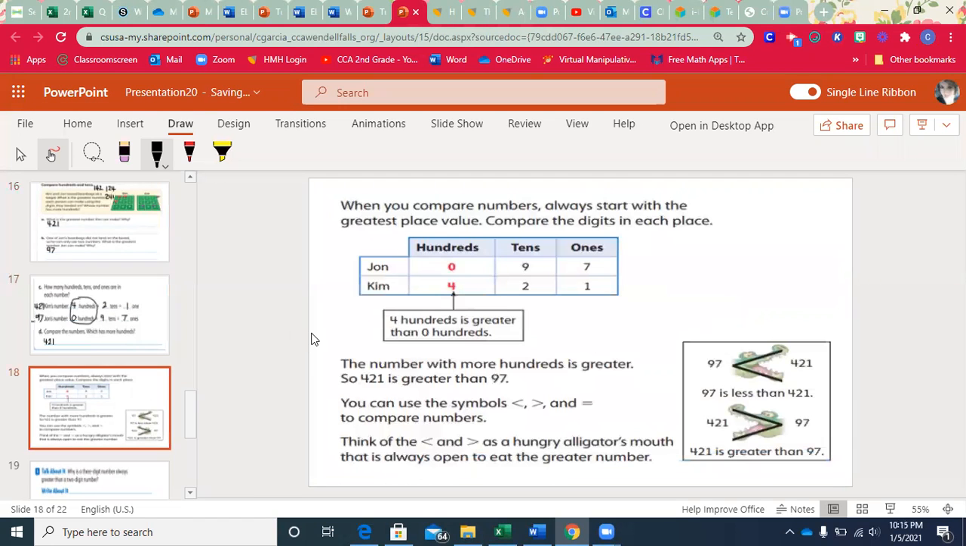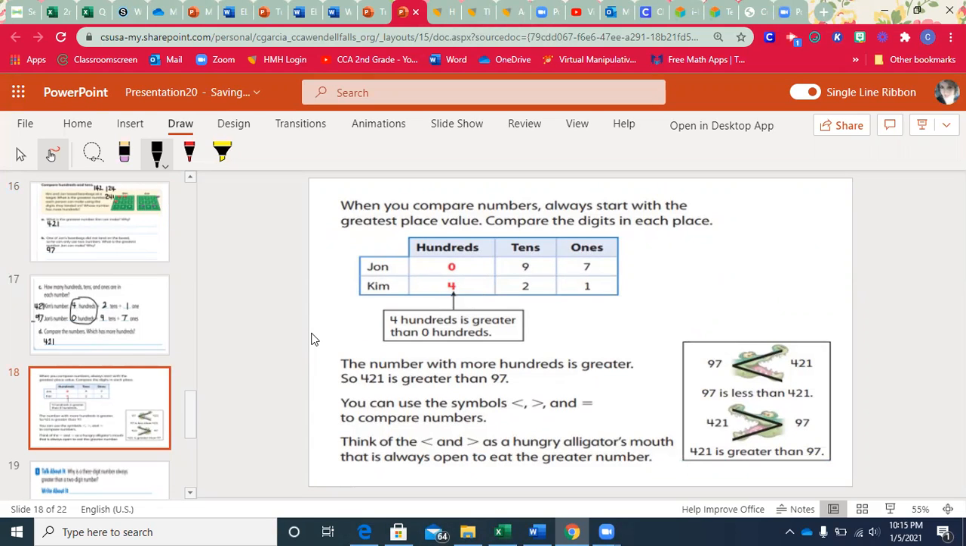421. So when you compare numbers, always start with the greatest place value. So if it's a 3-digit number, that's going to be the hundreds place. Compare the digits in each place. This example is kind of easy because John doesn't have any hundreds, so we automatically know that Kim's number is greater because there's a number in the hundreds place of her number. 4 hundreds is greater than 0 hundreds all day long, so we know that her number is greater. And there's a really cool little fun way to show when we compare which one is greater and which one is less. And then, of course, we have the equal sign if 2 numbers are equal.